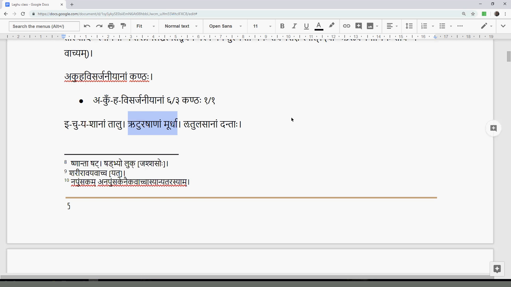Rutu rashana murdha. So thereby the sthana is murdha for ru, for rukara. For lukara, lutu lasanam dantaha. Therefore the sthana is different for rukara and lukara. Therefore, by this sutra, you will not get ru and lu as savarna. You will not get savarna sanya for each other.